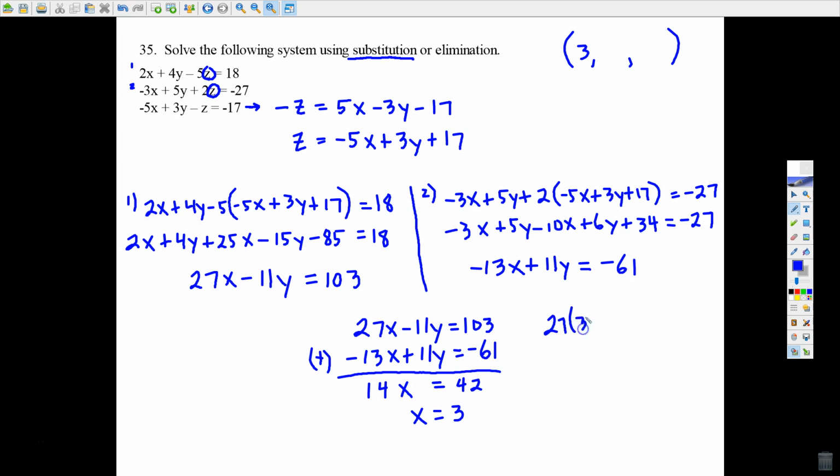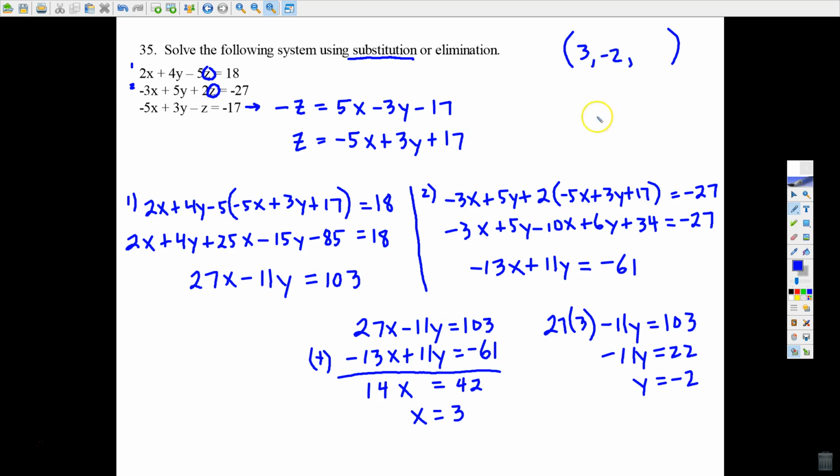27 times 3 minus 11y is equal to 103. 27 times 3 is 81. And let's just go ahead and do this. We're going to be subtracting 81 from both sides. So 103 minus 81 is 22. Negative 11y is 22. So that means y is negative 2.